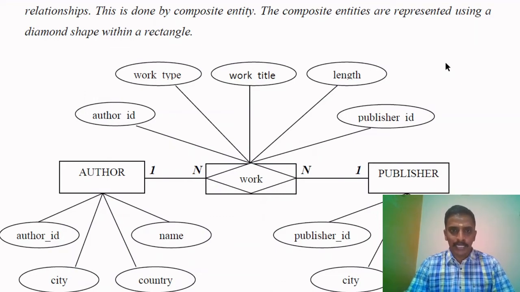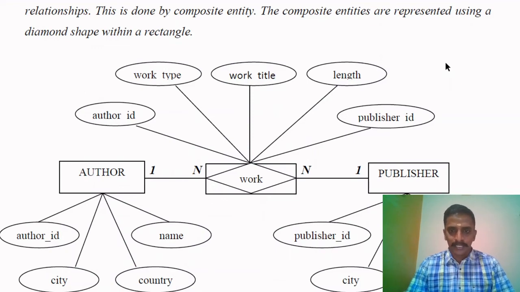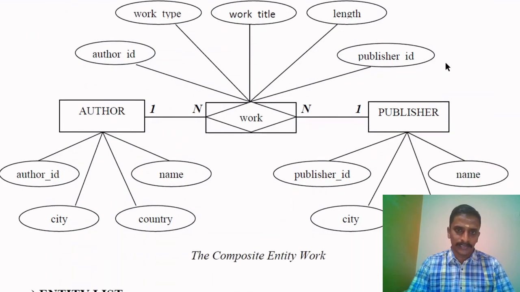And this diagram also shows that the author entity, which has four attributes, has a one-to-many relationship. Similarly, the publisher entity having four attributes has a one-to-many relationship. These two one-to-many relationships are combined together, and that is said to be a composite entity.